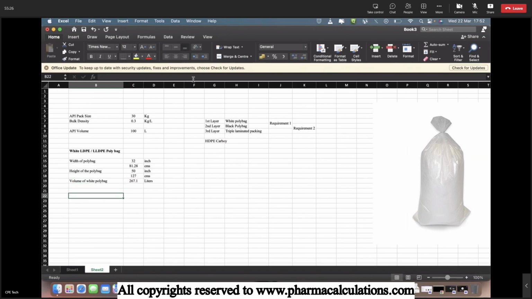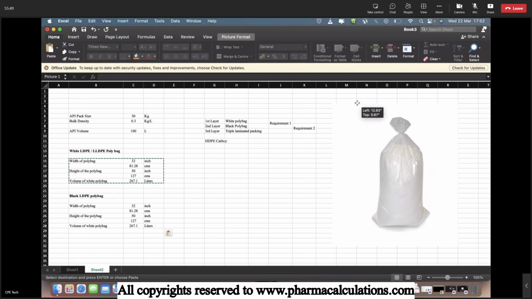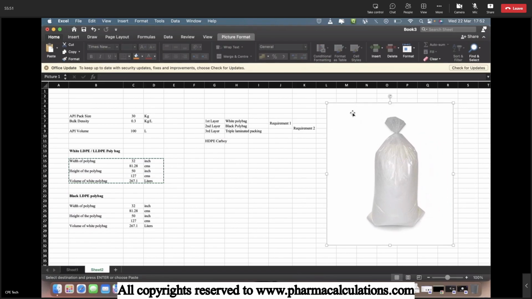And now let's come to the second one, that is the black LDPE polybag. Here I'll copy these same things. Why? Because the packing is going to be the same, the white as well as the black. And now we have to come back to this image. If you are able to see this image, here we got a white polybag in which the material has been placed and we have tied it with a strip here.